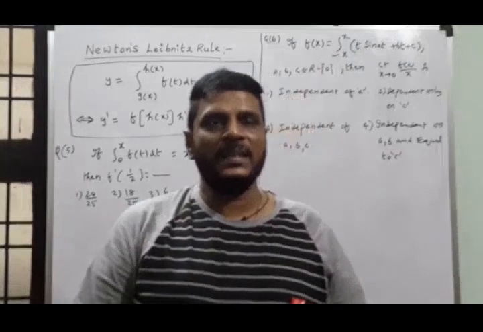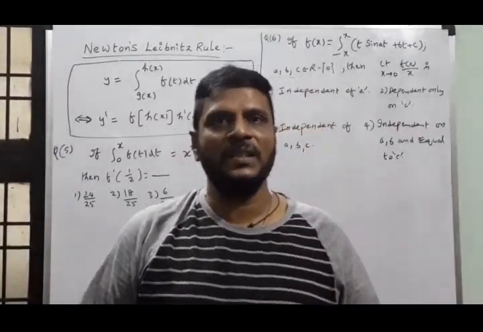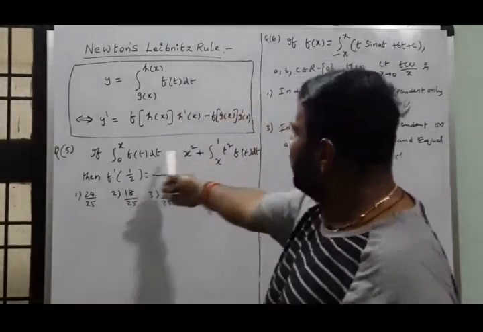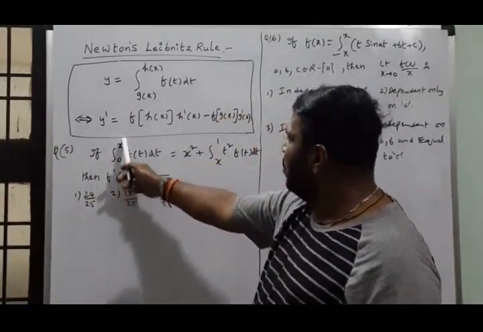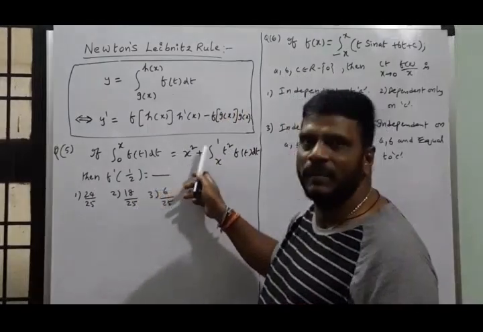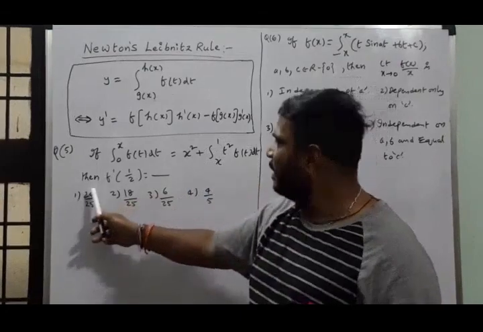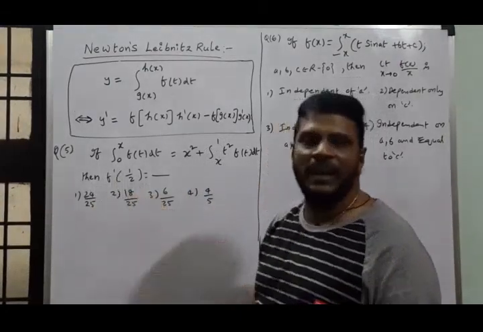Hi students, now I am going to explain a few more questions. The next question is: integral 0 to x of f(t) dt is equal to x square plus integral x to 1 of t square f(t) dt. Then you have to find f dash of 1 by 2.